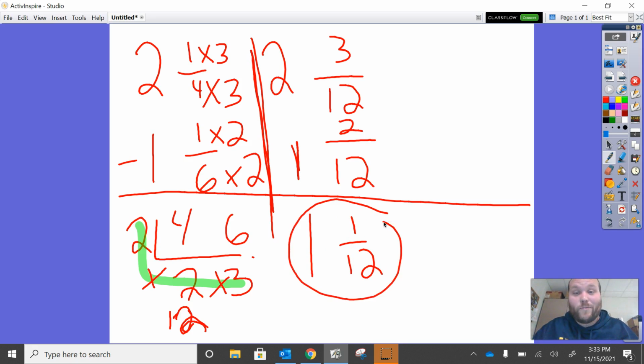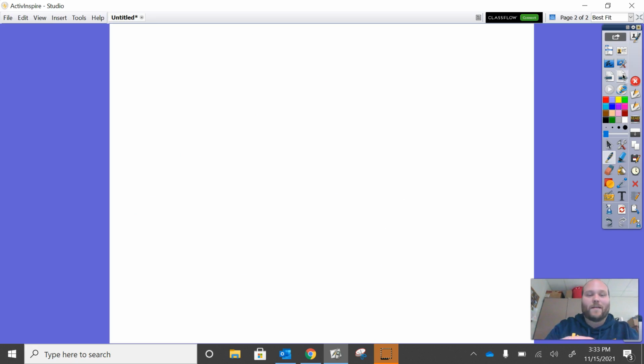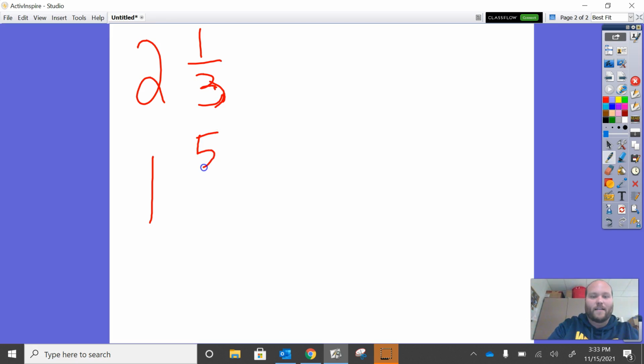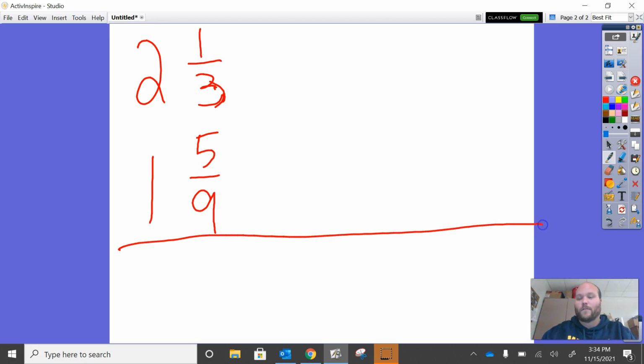That was a problem we didn't even have to regroup on. So let's go to one we have to regroup on. So that was 1 1/12. Let's talk about regrouping for real this time. Let's say we have 2 1/3 and 1 5/9. Again, we find a common denominator. My goal is to make sure that y'all can try to find the least common multiple without even having to do the upside down division. That is my ultimate goal, but until then, we're just going to keep chugging along with that.